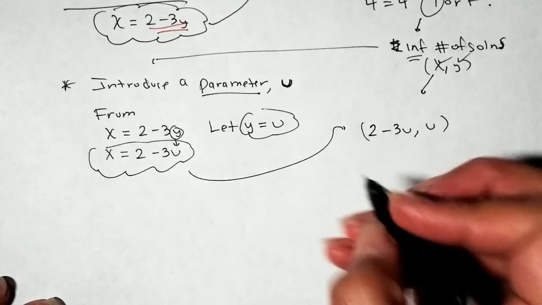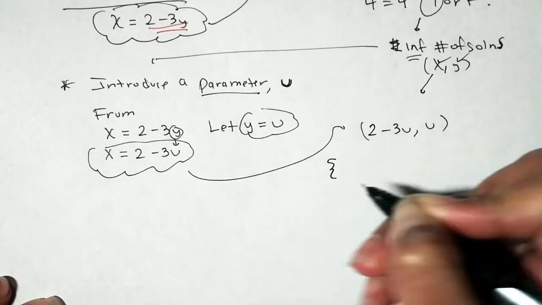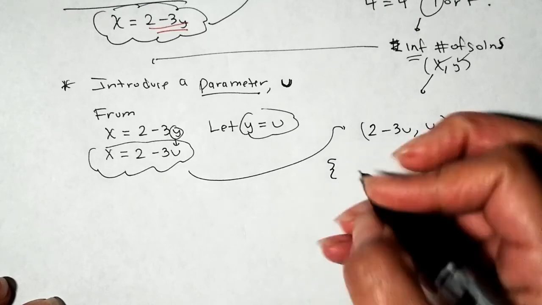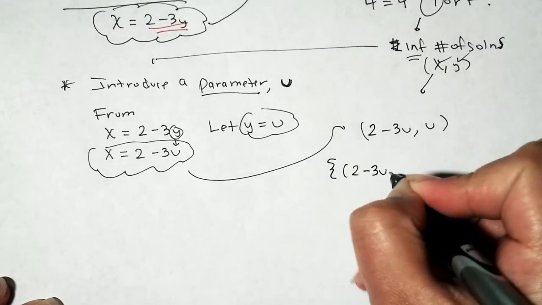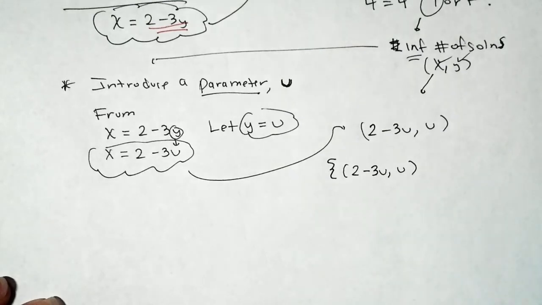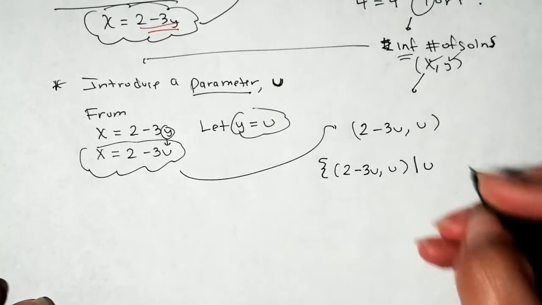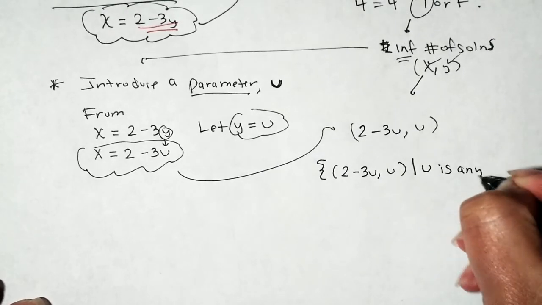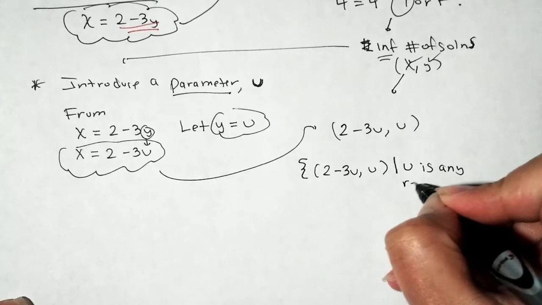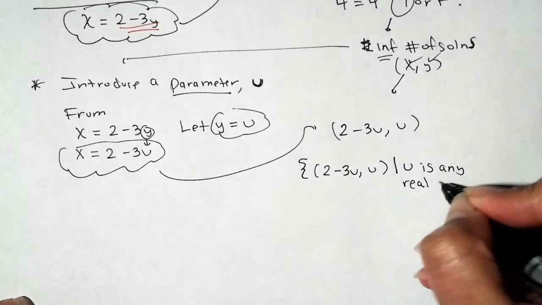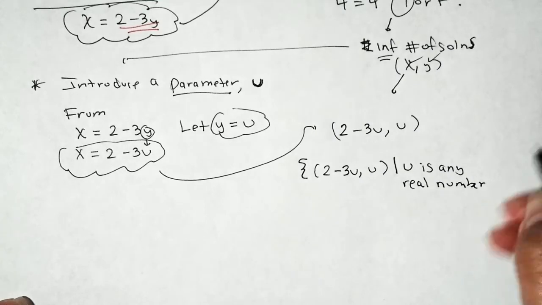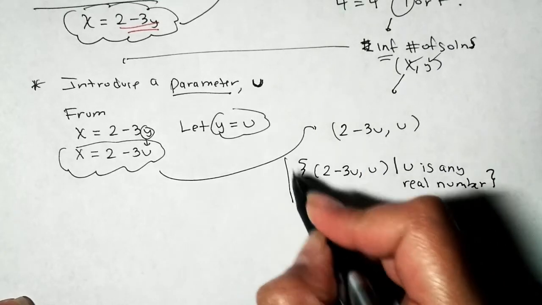So, what is the solution set? The solution set is given by the set of ordered pairs 2 minus 3u, comma u, such that, but we don't have time to write the words such that, so we're going to write a vertical bar, which is read as such that. Such that what? Such that what's so special about this letter u? Such that u is any real number. I'm out of space, so if there's no space, then you make space. Such that u is any real number. Okay, let's go ahead, close the brace.